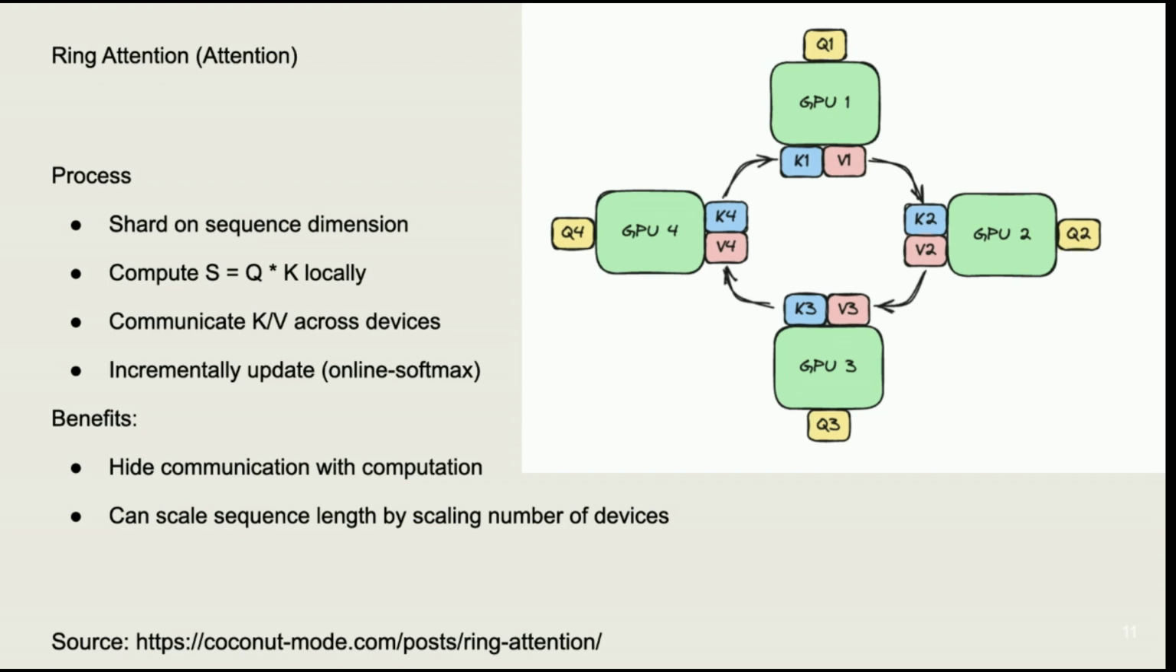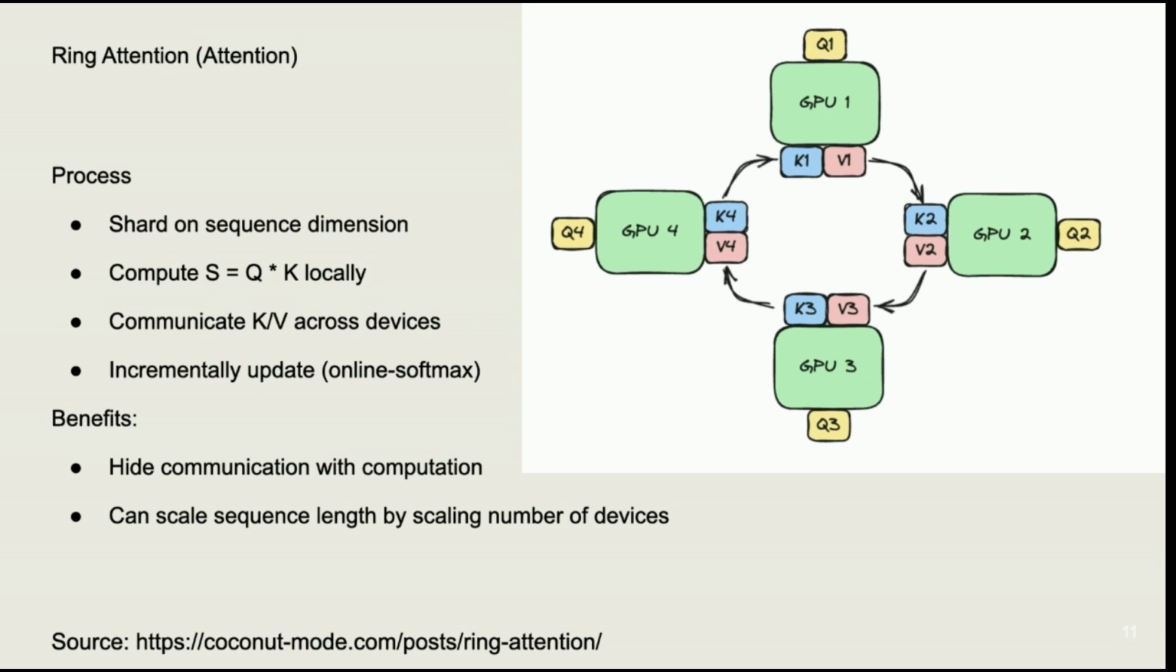In this graph, we pass the keys and values from GPU 1 to GPU 2, and from GPU 2 to GPU 3. So we move the keys and values around in a ring fashion. We do this 3 times in this case, and do the local computation 4 times, and aggregate the results. This way, we don't materialize the attention matrix, and we can also shard the inputs on the sequence dimension. So that's the general process of ring attention.